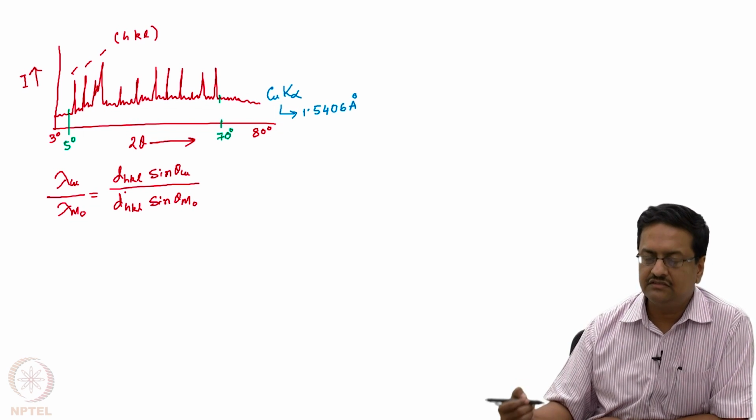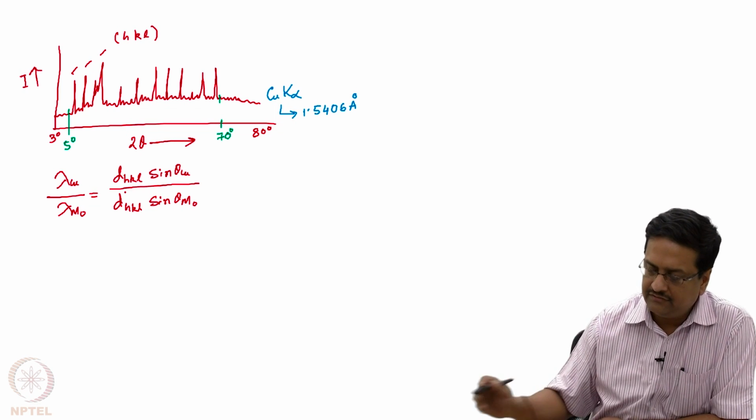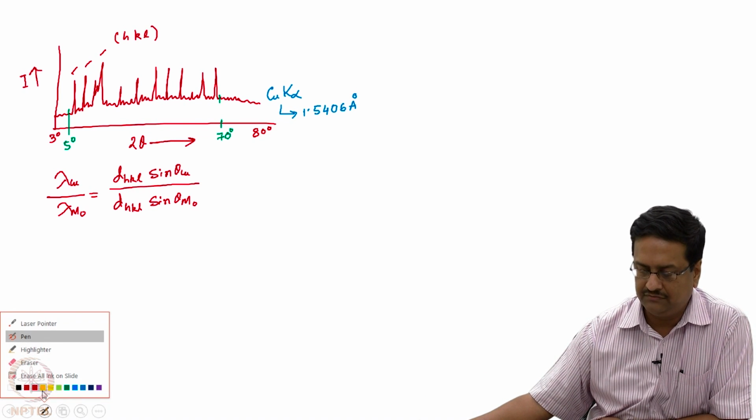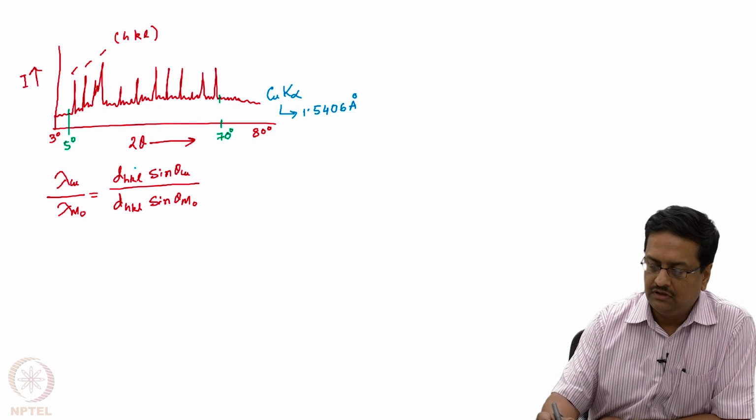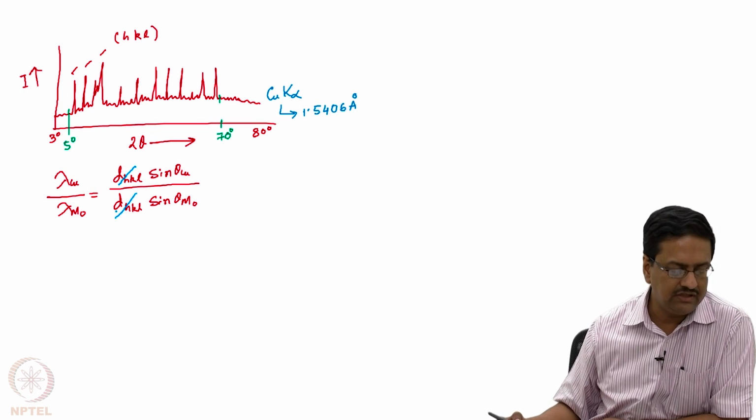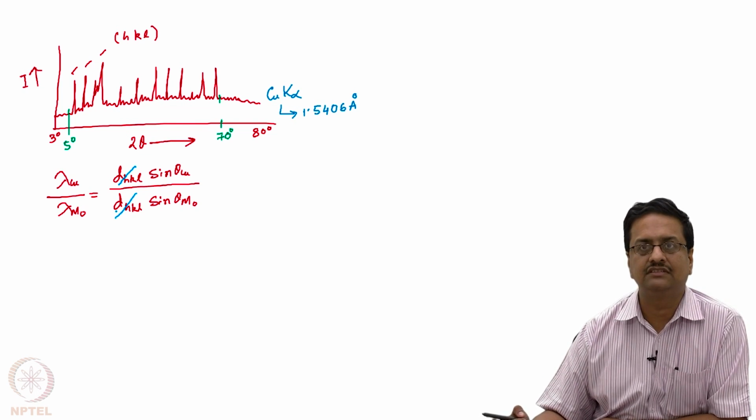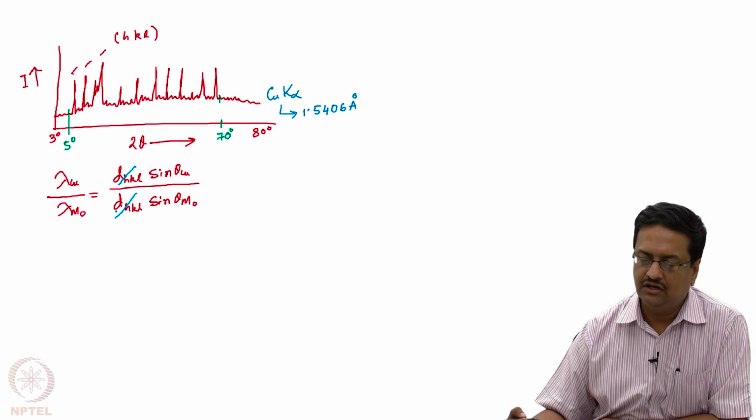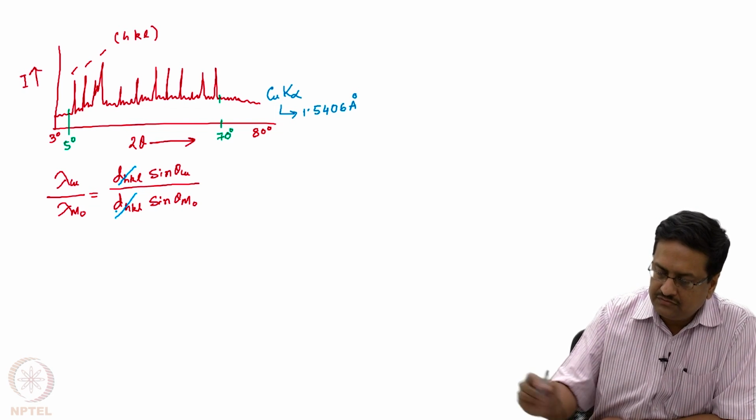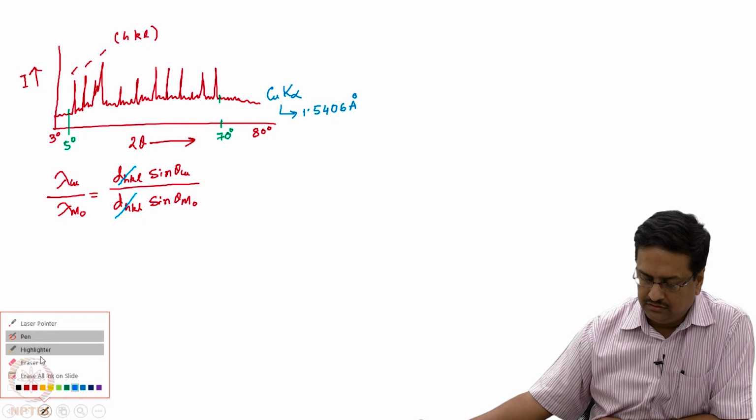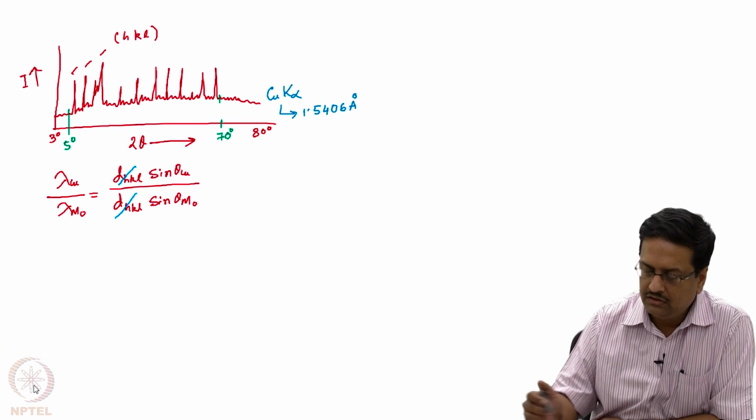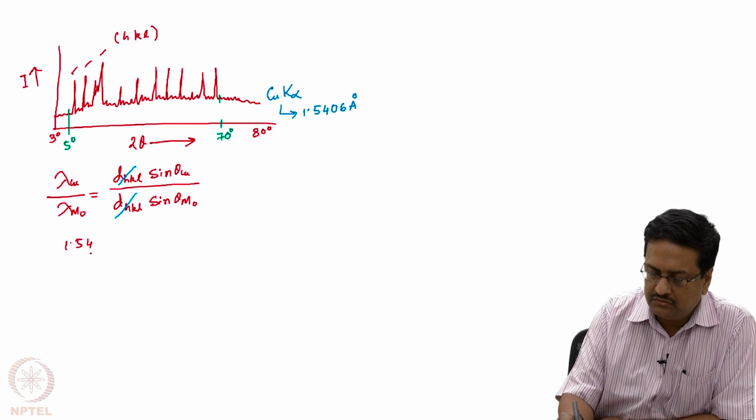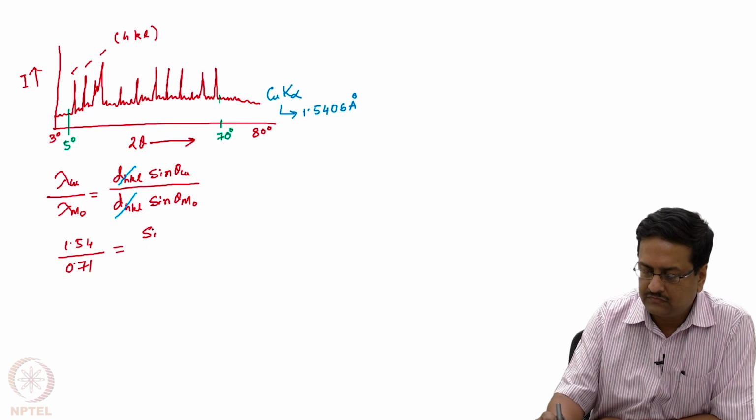Now, since the crystal is the same, the d values are going to be the same for a particular reflection, so they can be cancelled, and what we end up with is that sine theta copper versus sine theta molybdenum is just a ratio of the corresponding wavelengths. So if I calculate this ratio, 1.54 approximately divided by 0.71 is equal to sine theta for copper by sine theta for molybdenum.